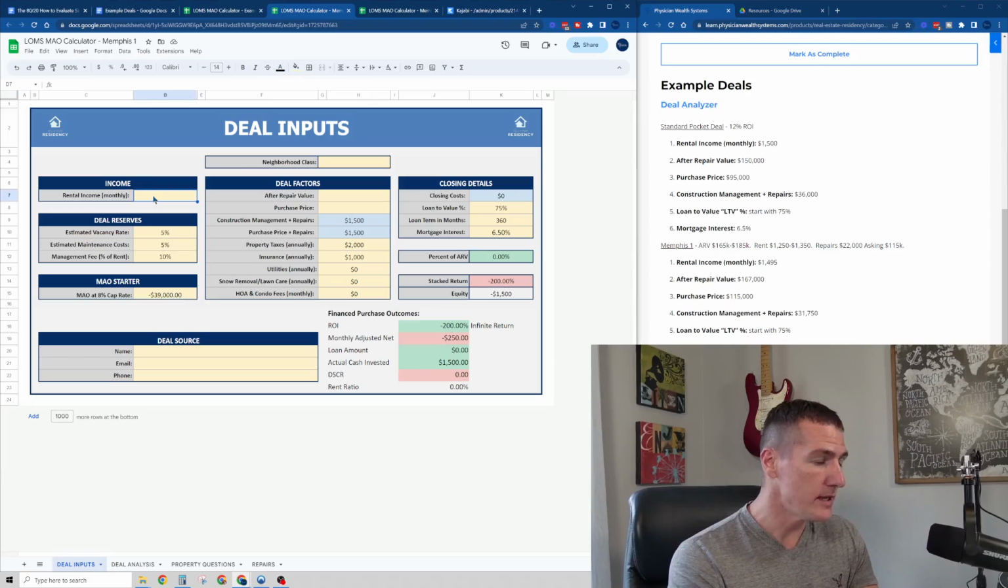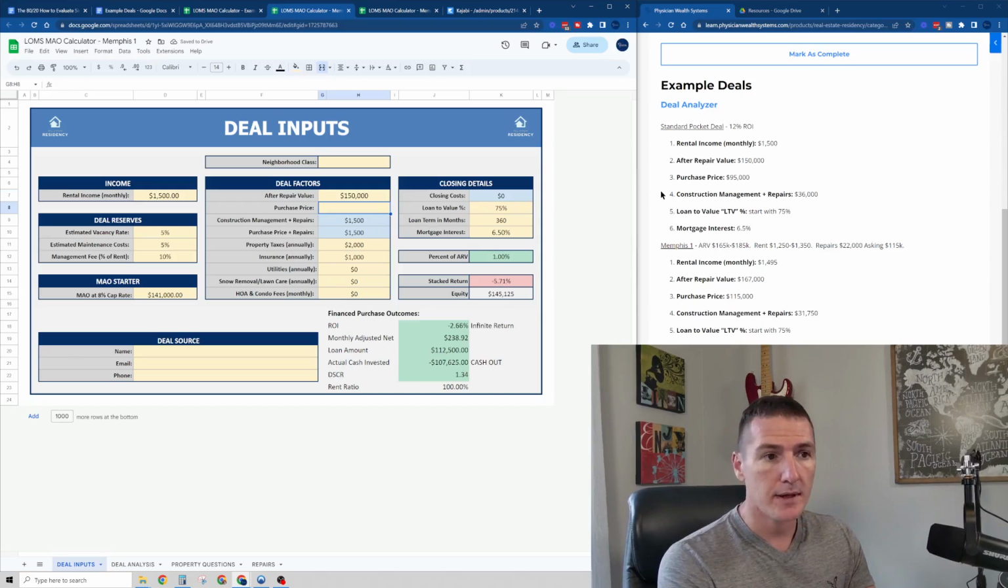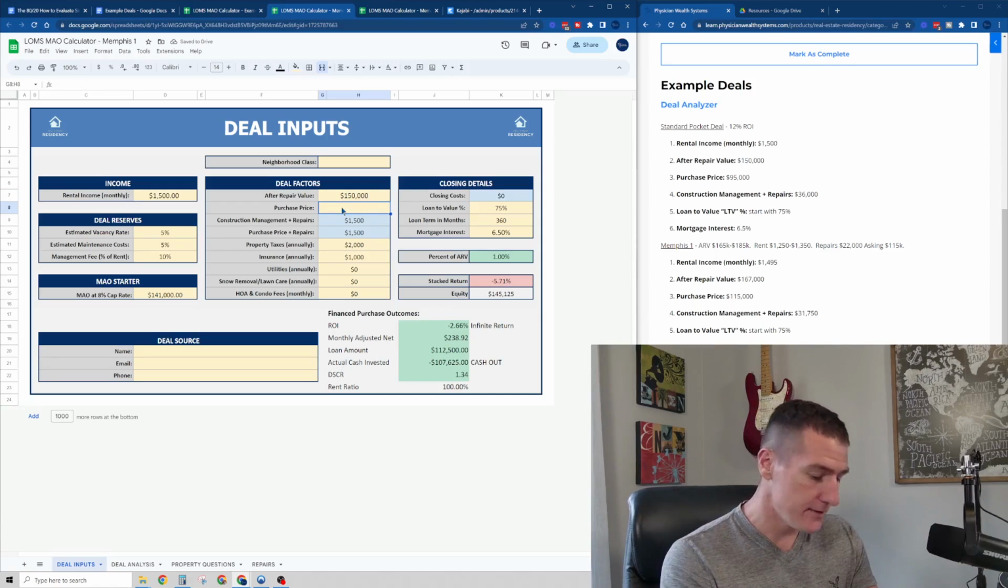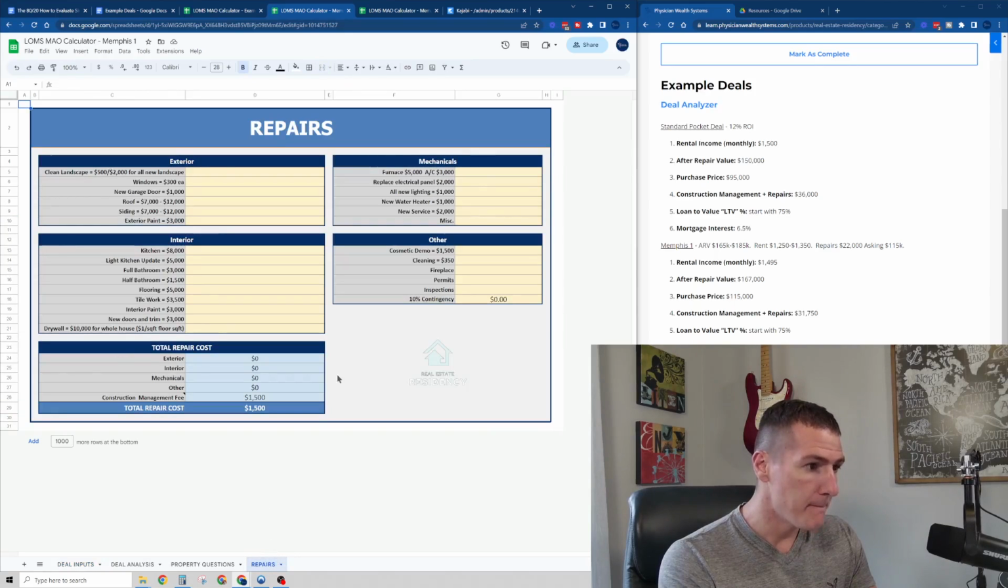The rental income of $1,500. The after repair value of $150,000. Remember the 1% rule, that hits our 1% rule. Purchase price of $95,000. And number 4 is construction and repairs. So if I go down here and click on the repair tab down here, boom.